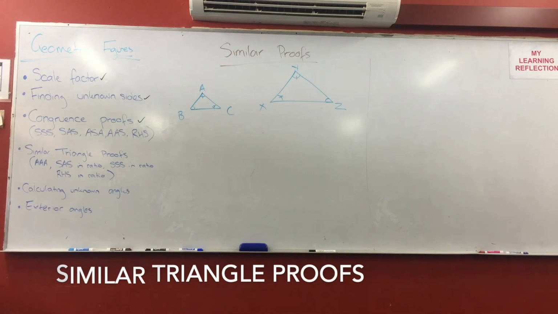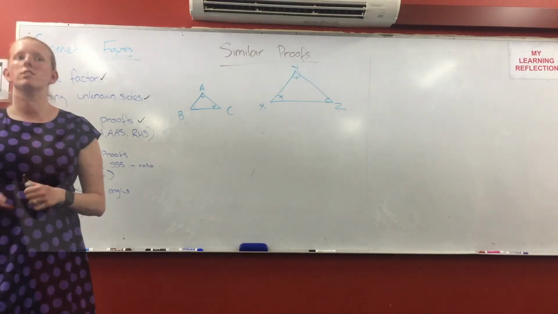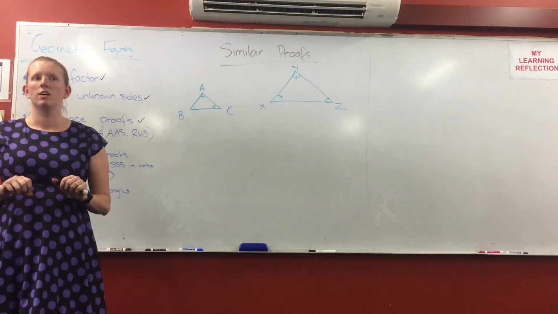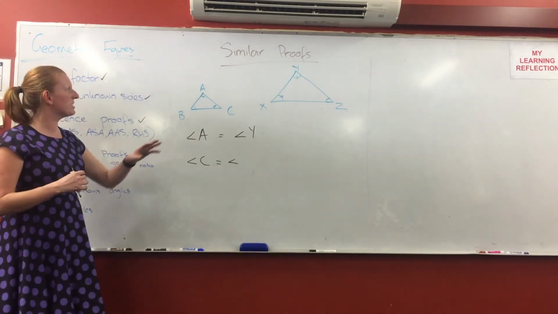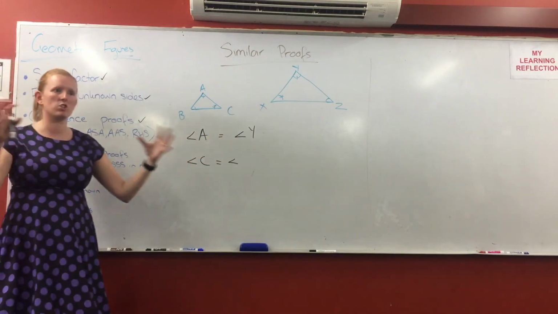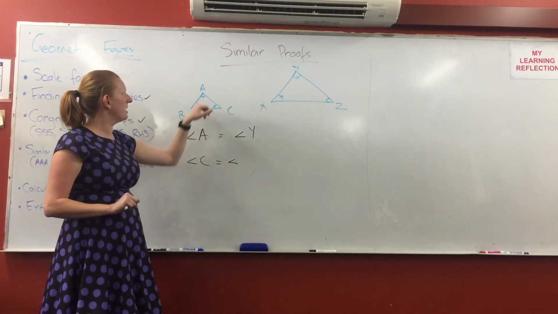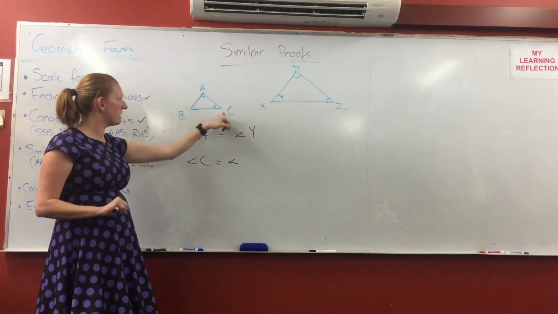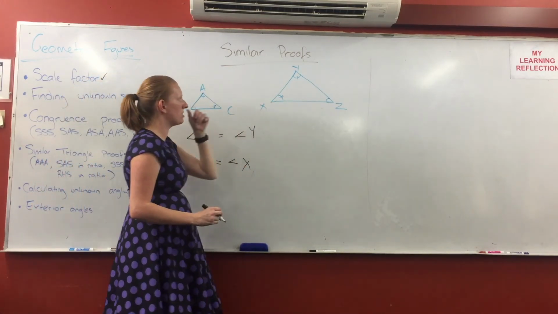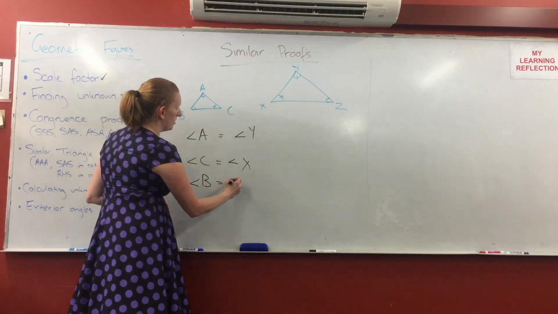Now these are quite similar to congruence proofs, but what's different between congruent and similar? Similar triangles have been enlarged or shrunk down, so they're not identical. They're different to congruence because it's when the shape has been shrunk or enlarged. So here I've got angle A is equal to angle Y, angle C is equal to angle X, because it's got the dashes. And then that just means that angle B is equal to angle Z.